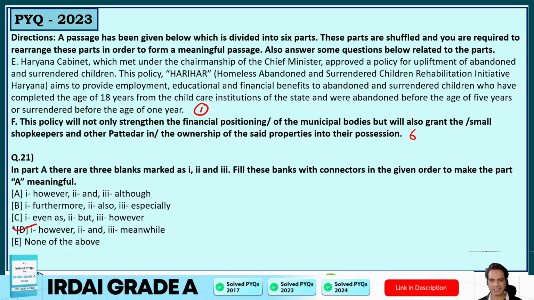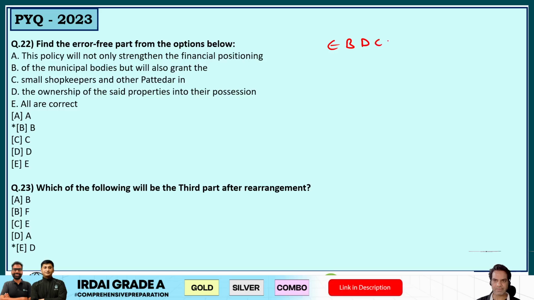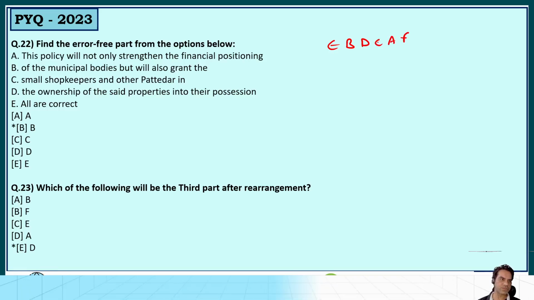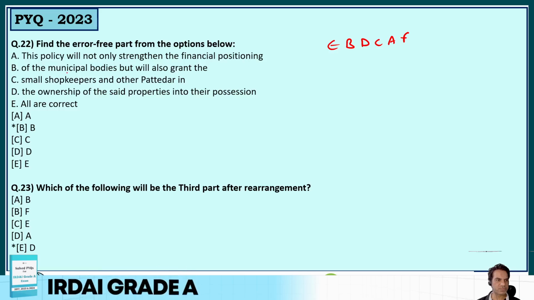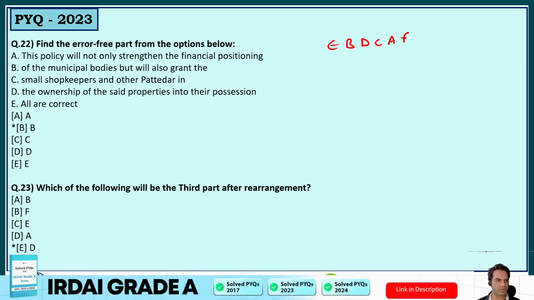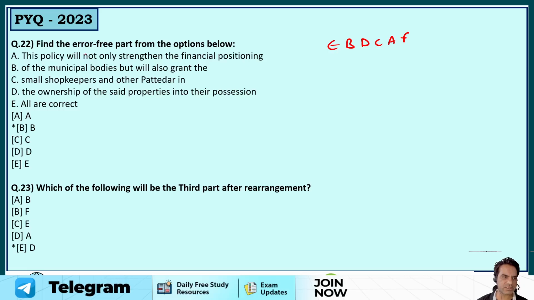So EBDCAF. Next, guys, EBDCAF. That's the sequence. What is the error-free part from the option? Okay, the policy will not only strengthen the financial positioning of the municipal bodies, but will also grant the small shopkeepers and other patedar in the ownership of the said properties into their possession. You have to find the error-free part, so which has no error in it.